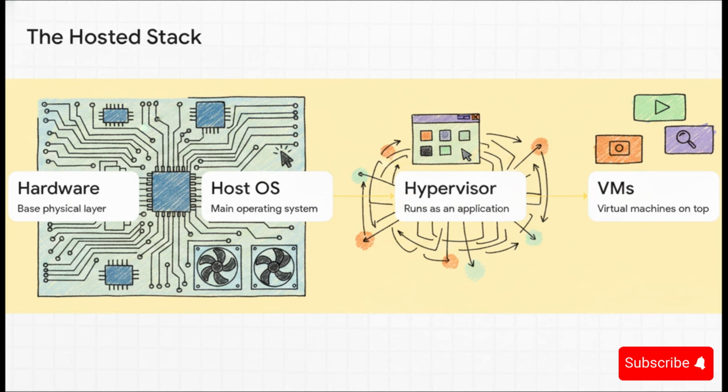We still have the hardware at the absolute bottom. But now, Step 2 is a host operating system. The hypervisor is relegated to Step 3, running just as a software program, with the virtual machines stacked on top. We've inherently added an entire extra layer of overhead here.